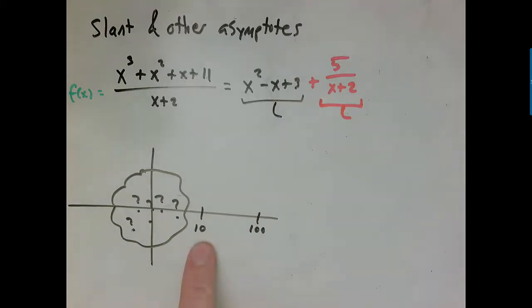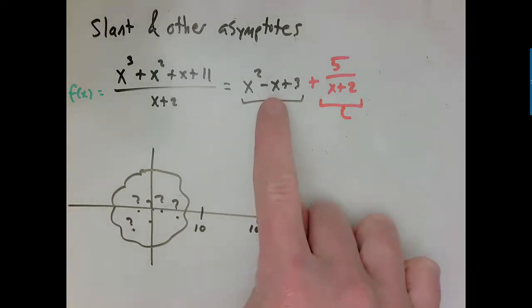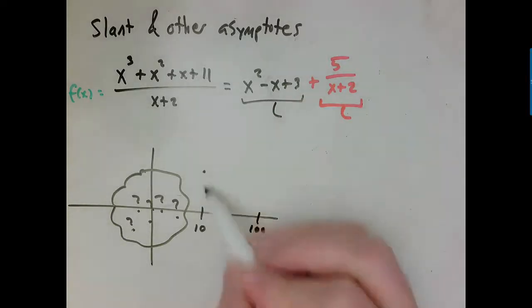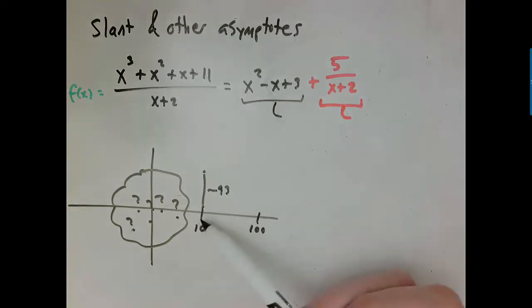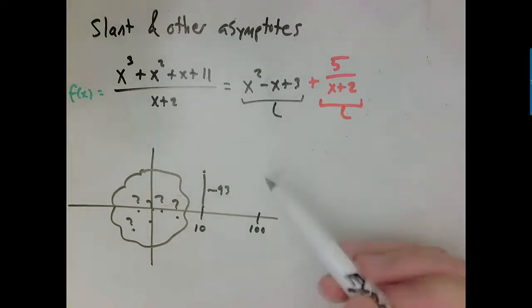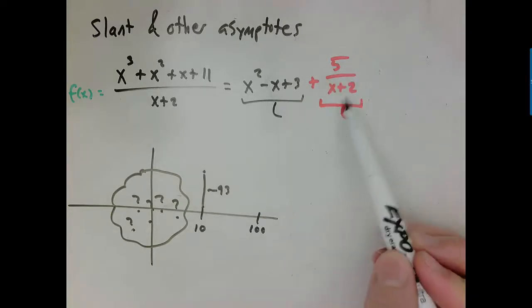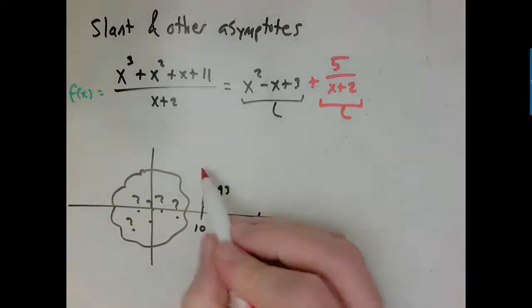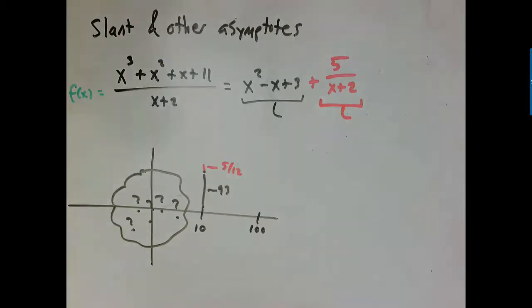So let's just look at a couple of points and then draw a general lesson. So if I plug 10 in here, 10 times 10 is 100, minus 10 is 90, plus 3 would be 93. So the y value of just this quadratic is 93. What about this additional y amount? 5 divided by 12 is 5/12. So that's a very small number compared to 93.